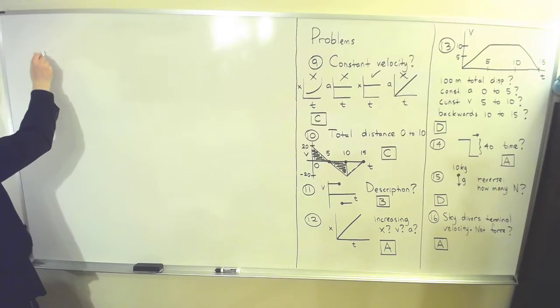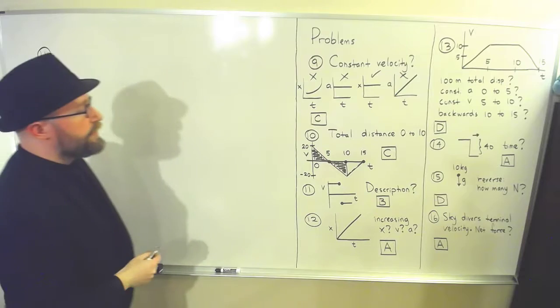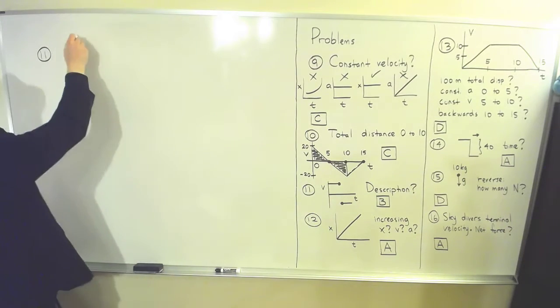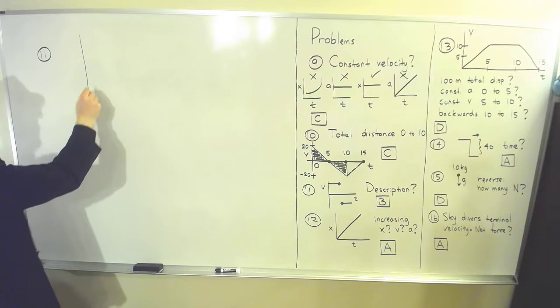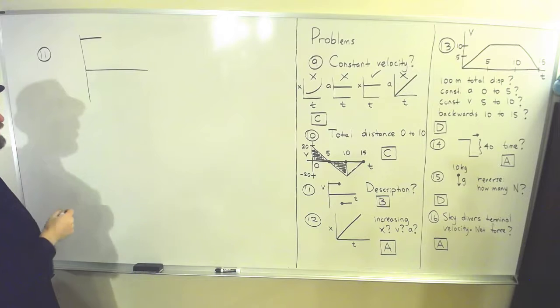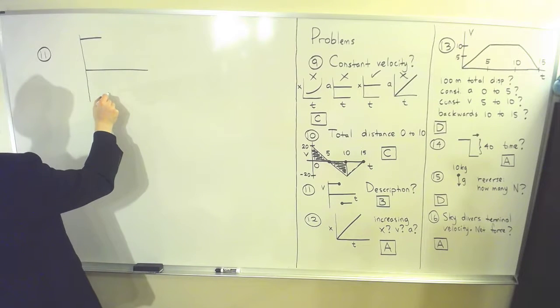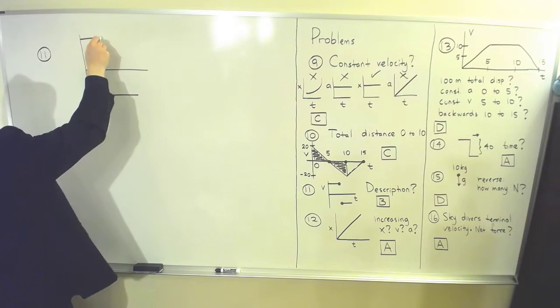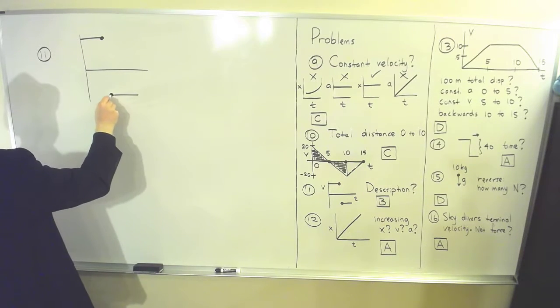Number 11. What it does is it gives you a funny looking graph of velocity versus time. And it looks like this. The velocity is positive for a while, and then the velocity suddenly, abruptly changes to being negative. And I drew a little dot here and a little dot here.